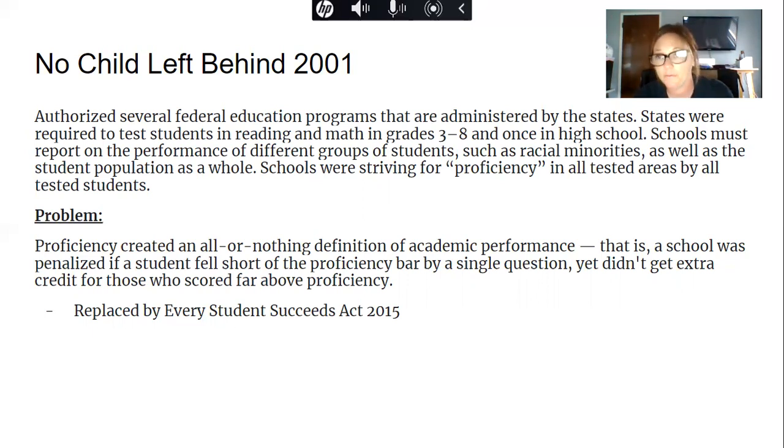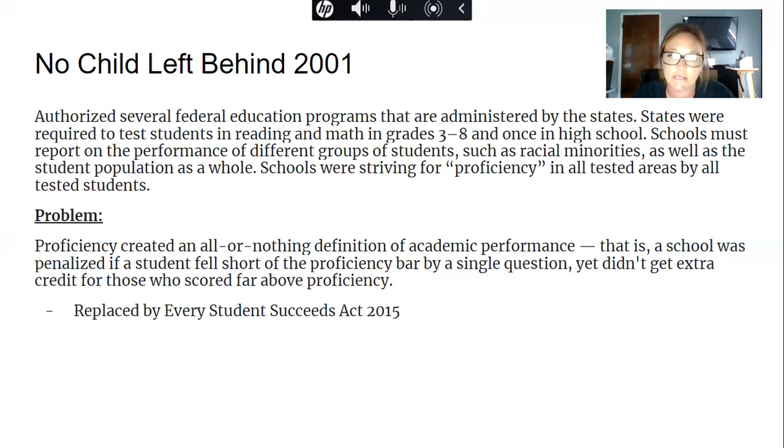And the problem here was that the proficiency standard pretty much created an all or nothing definition of academic performance. So even a student who maybe has certain disabilities that require additional resources to get them on the same level as other kids that don't have certain disabilities, for testing purposes they were still put into that overall score average. And that's like testing an elephant and a monkey on who can climb a tree better. And so there were major issues with No Child Left Behind.